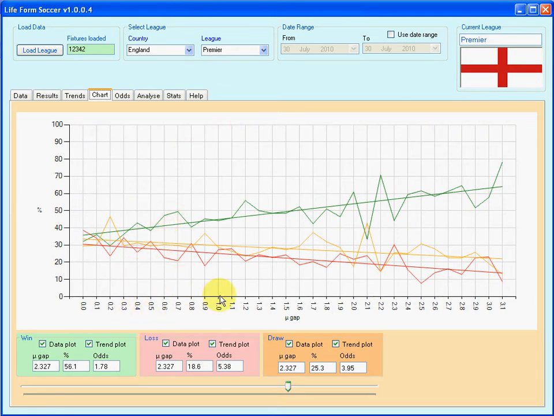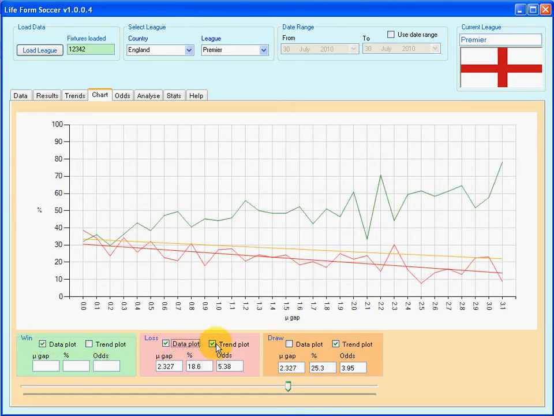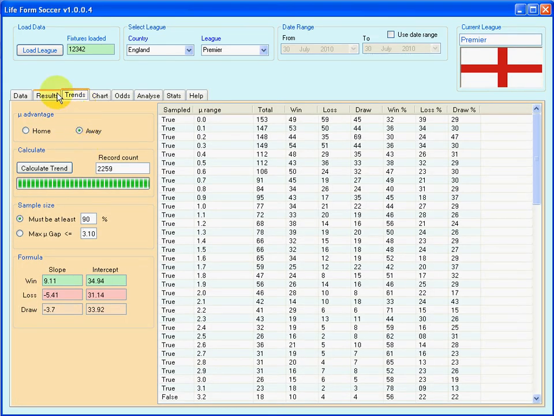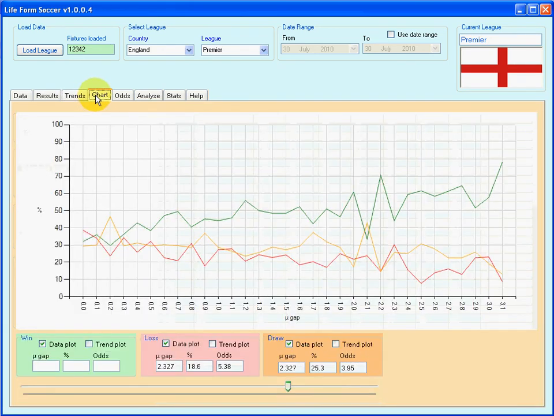One more minor thing you can do with your trend lines is remove some of the plots just to make it visually easier to see. These are the average trend lines of the win, the draw and the loss. These are the actual data plots of the win, the draw and the loss. Remembering this is the away trend, which in our imaginary matchup between West Ham and Arsenal was an away advantage to Arsenal.